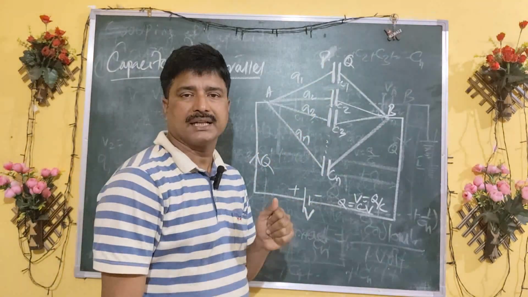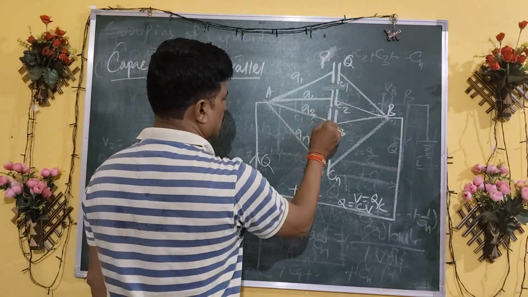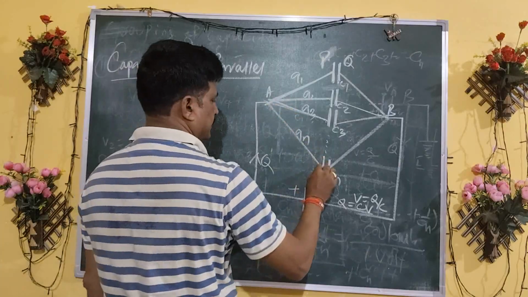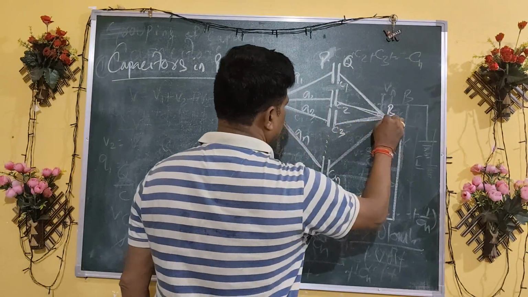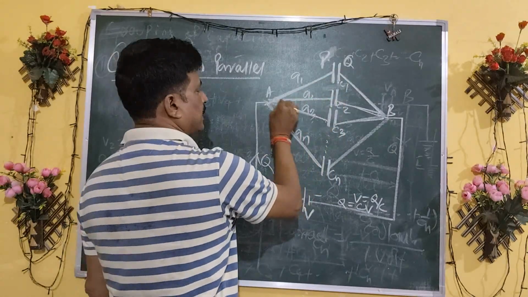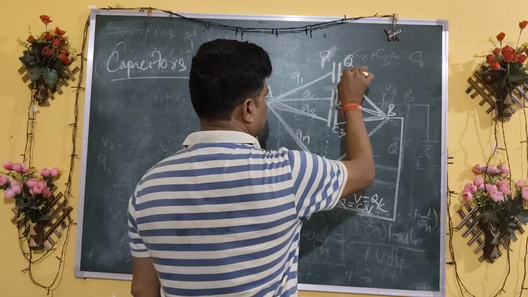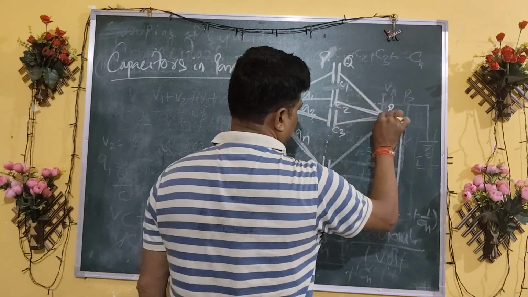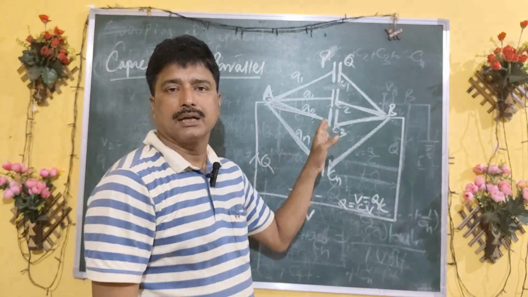How can we say this is in parallel? If one end of all the capacitors is connected at one point and the other end is at another point. That means all the P side plates are connected at the point A, and the other side, the Q side, is connected at the point B. Then this is called a parallel connection.